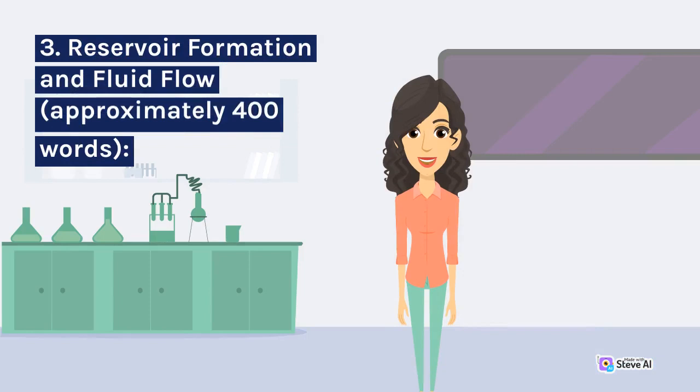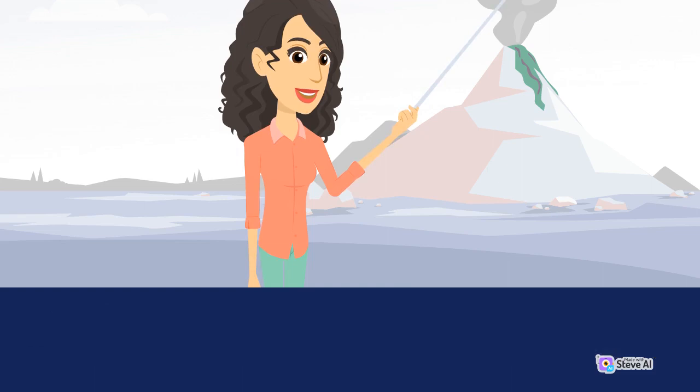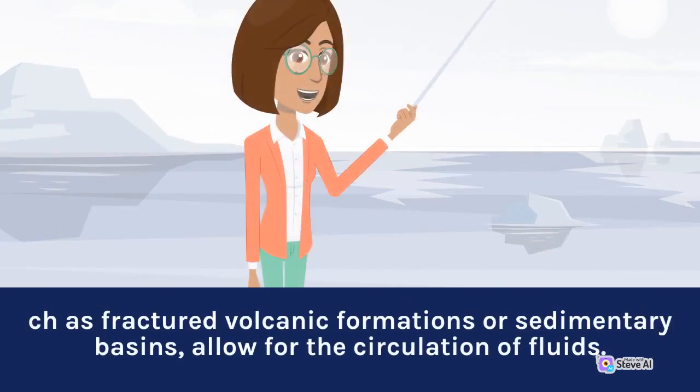3. Reservoir formation and fluid flow. A geothermal reservoir is a subsurface rock formation containing significant amounts of heat and water. To create such a reservoir, several elements must come together. Porous and permeable rocks, such as fractured volcanic formations or sedimentary basins, allow for the circulation of fluids.